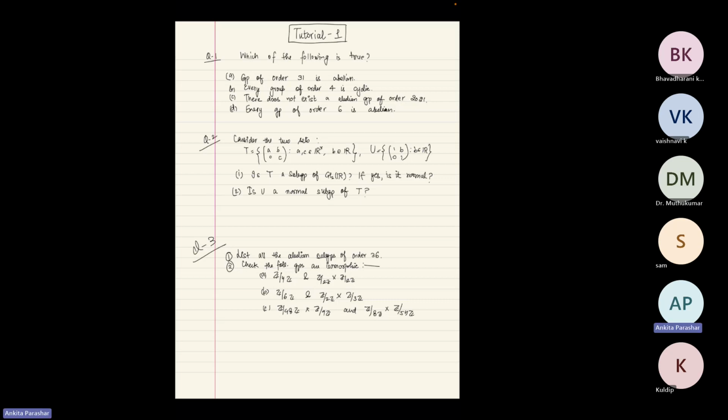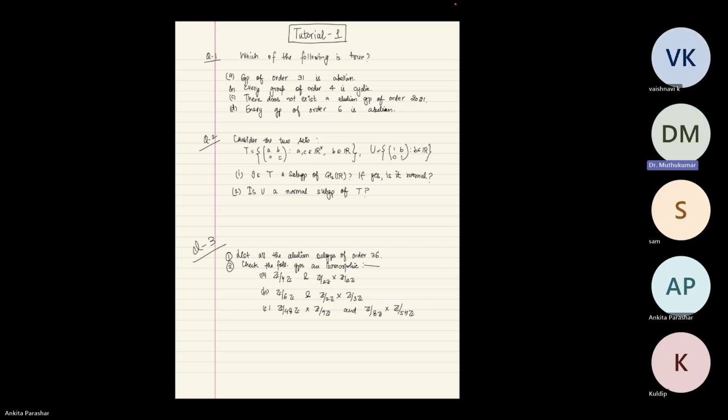Yeah, in between you can keep responding, otherwise I feel like I'm the only one here. 31 is a prime number, therefore it is cyclic and therefore abelian. Yeah, so that's correct. Part A is true. So can you give an explanation about the rest of the parts, why they are true or false?